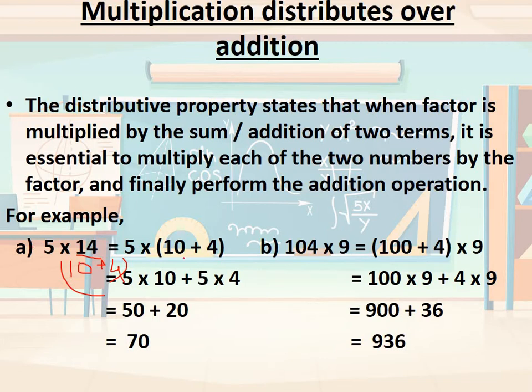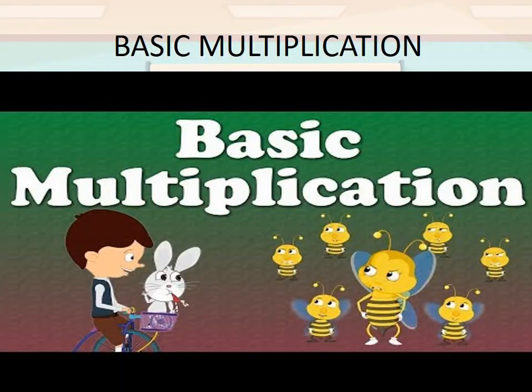So 14 I had broken into 10 plus 4. Then this 5 is multiplied by 10 and this 5 is multiplied by 4. You can see in the next step, 5 multiplied by 10 plus 5 multiplied by 4. 5 multiplied by 10, 50 and 5 multiplied by 4, 20. If I add these two numbers, it will come 70.